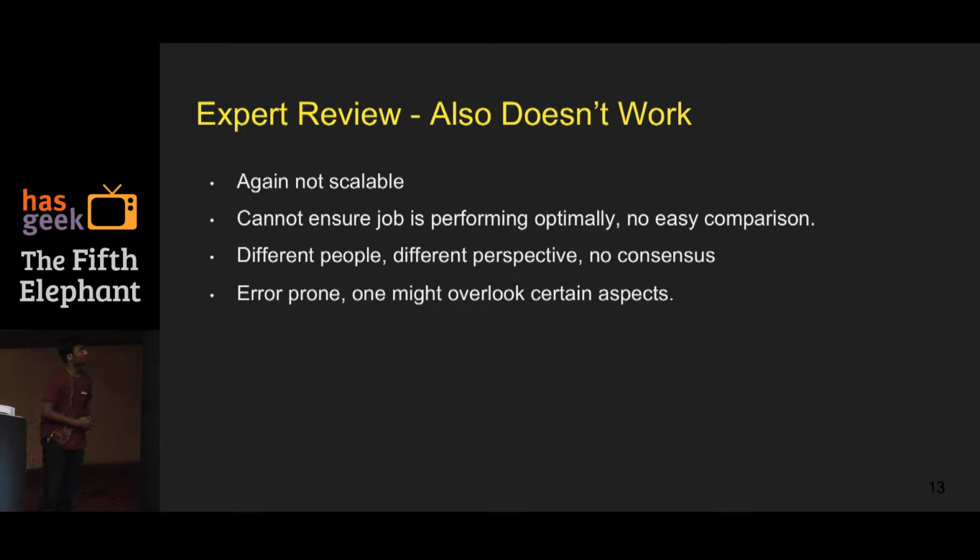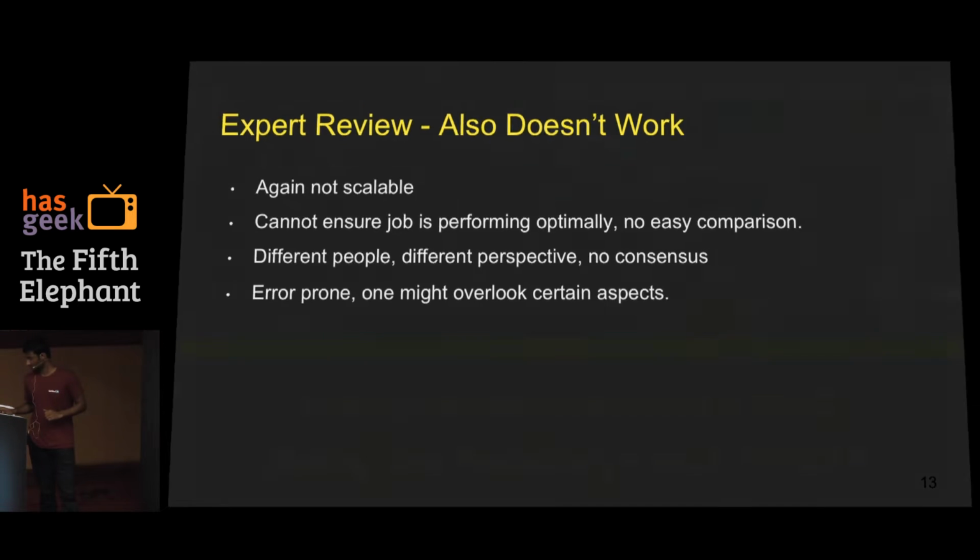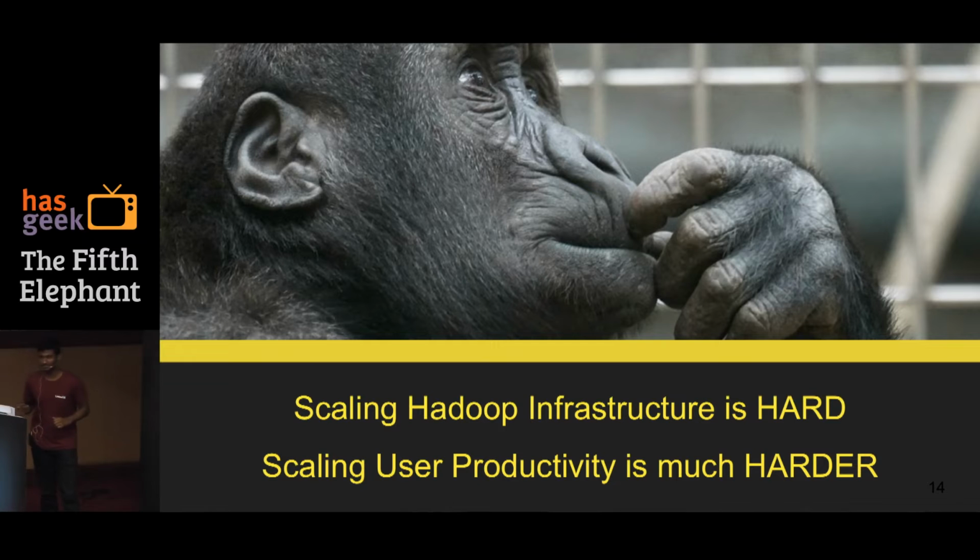So both training and expert reviews did not work as we started growing. At this point in time, we did not have a clear picture on how to solve this issue. We couldn't even go back, and the help requests kept coming, and we had to spend more of our resources helping them out. So here's a lesson that we learned from here, that is, scaling Hadoop infrastructure is hard, but scaling user productivity is much harder, right?